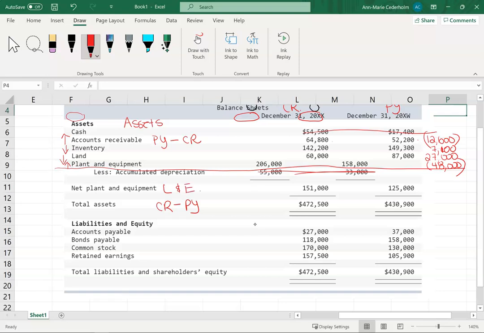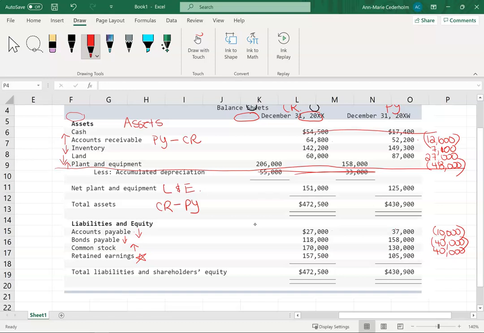So if I look at my accounts payable, I can see that it goes down. If I take my current year of 27,000 and then minus my previous year of 37,000, that gives me a negative 10,000. So if my account goes down, in this case, my cash will go down with liabilities and equity. The bonds, I can see that the bond goes down. If I take my current year, 118, minus my previous year, 158, that gives me a difference of 40,000. And then my common stock goes up from the previous year. If I do my current year minus my previous year, I have a difference of 40,000. And we'll just hold off on retained earnings. We won't look at that one yet.